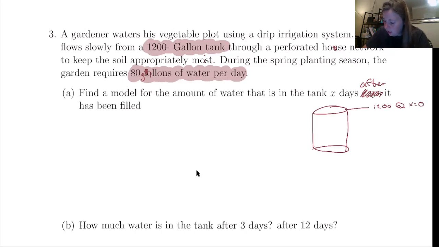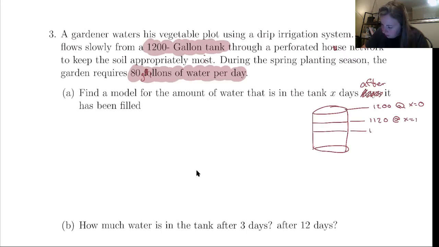All right, and then I'm going to use 80 gallons per day. So at the end of day one, and also at the beginning of day two, so like midnight, right? It's going to be 80 gallons less. So it's going to be like 1,120 at x equals 1, and so on, like that.